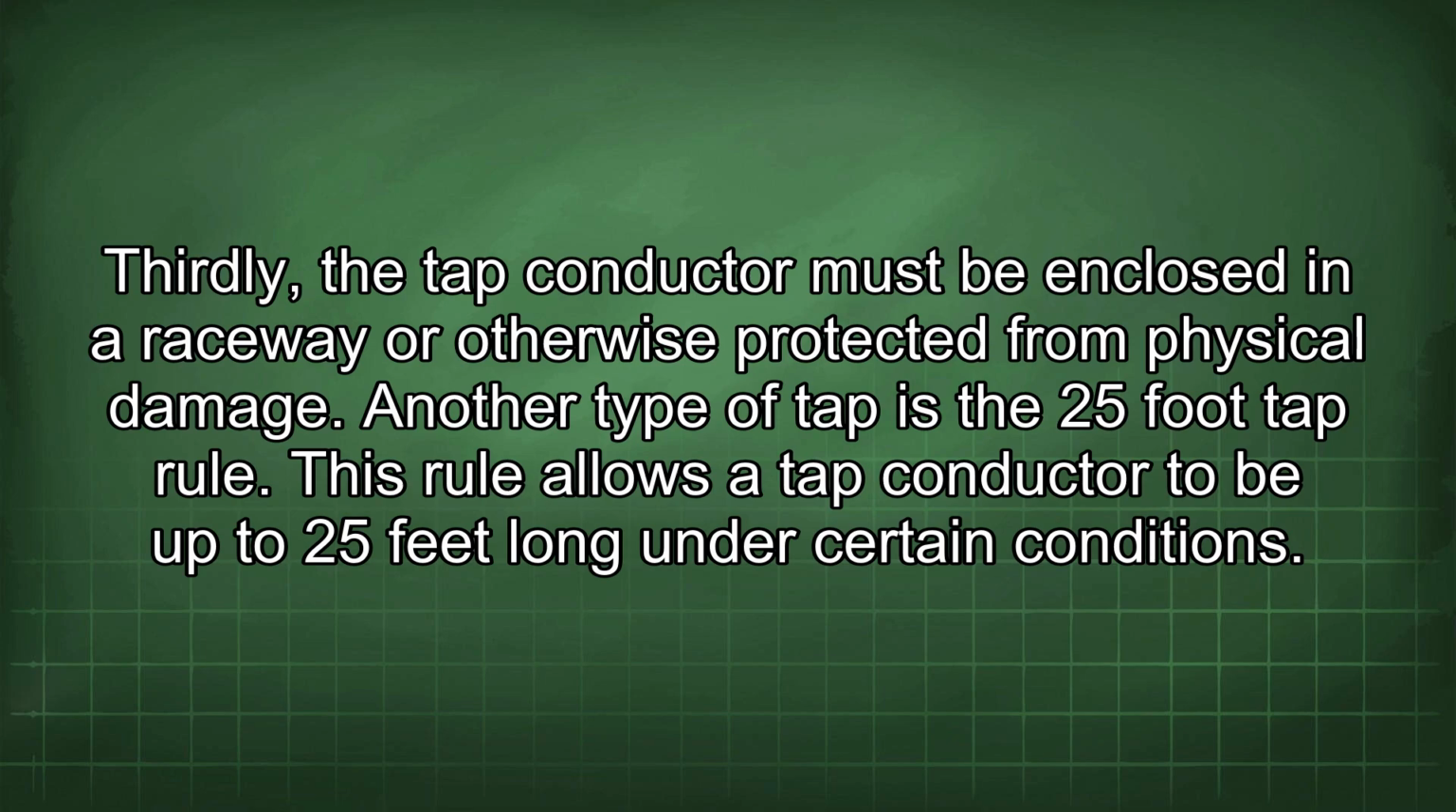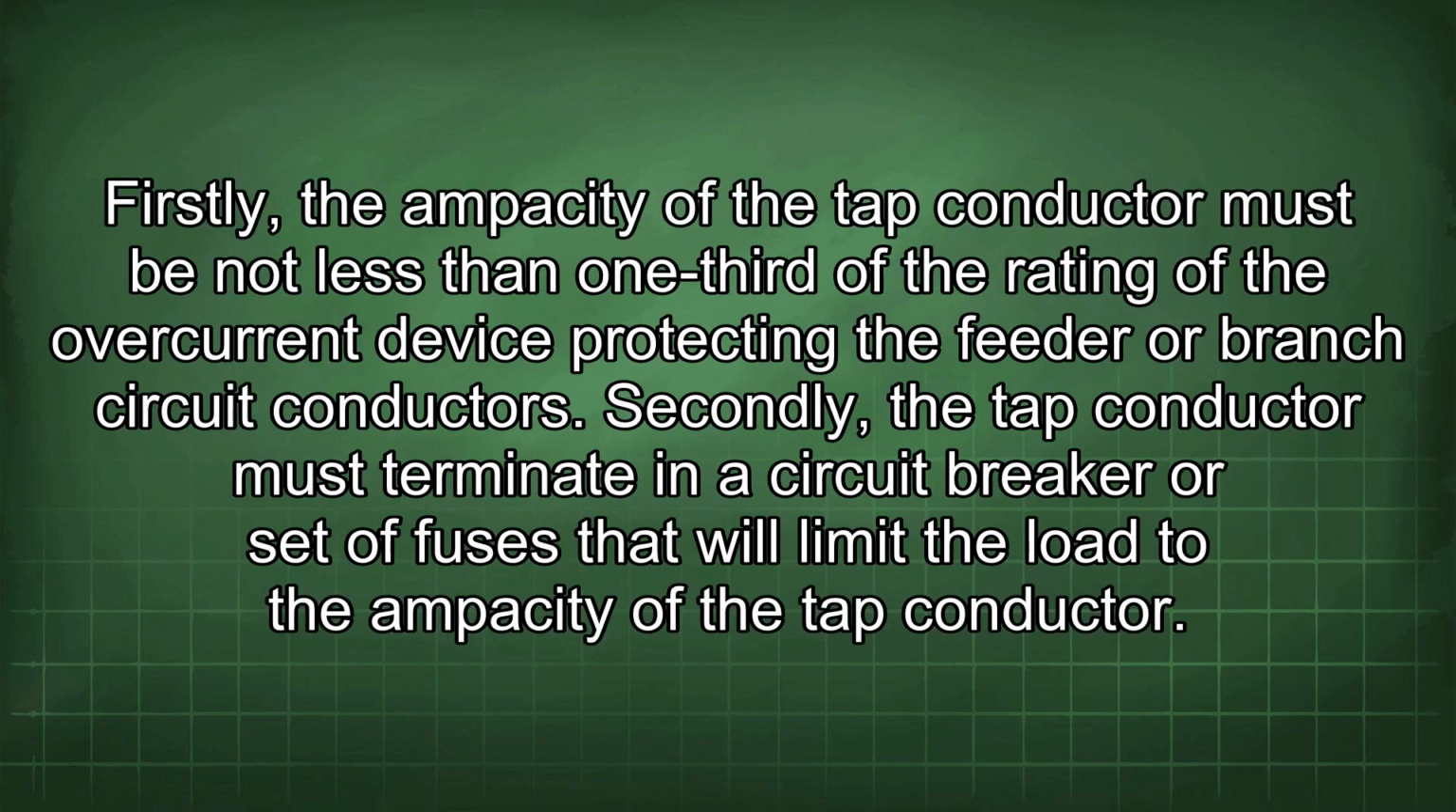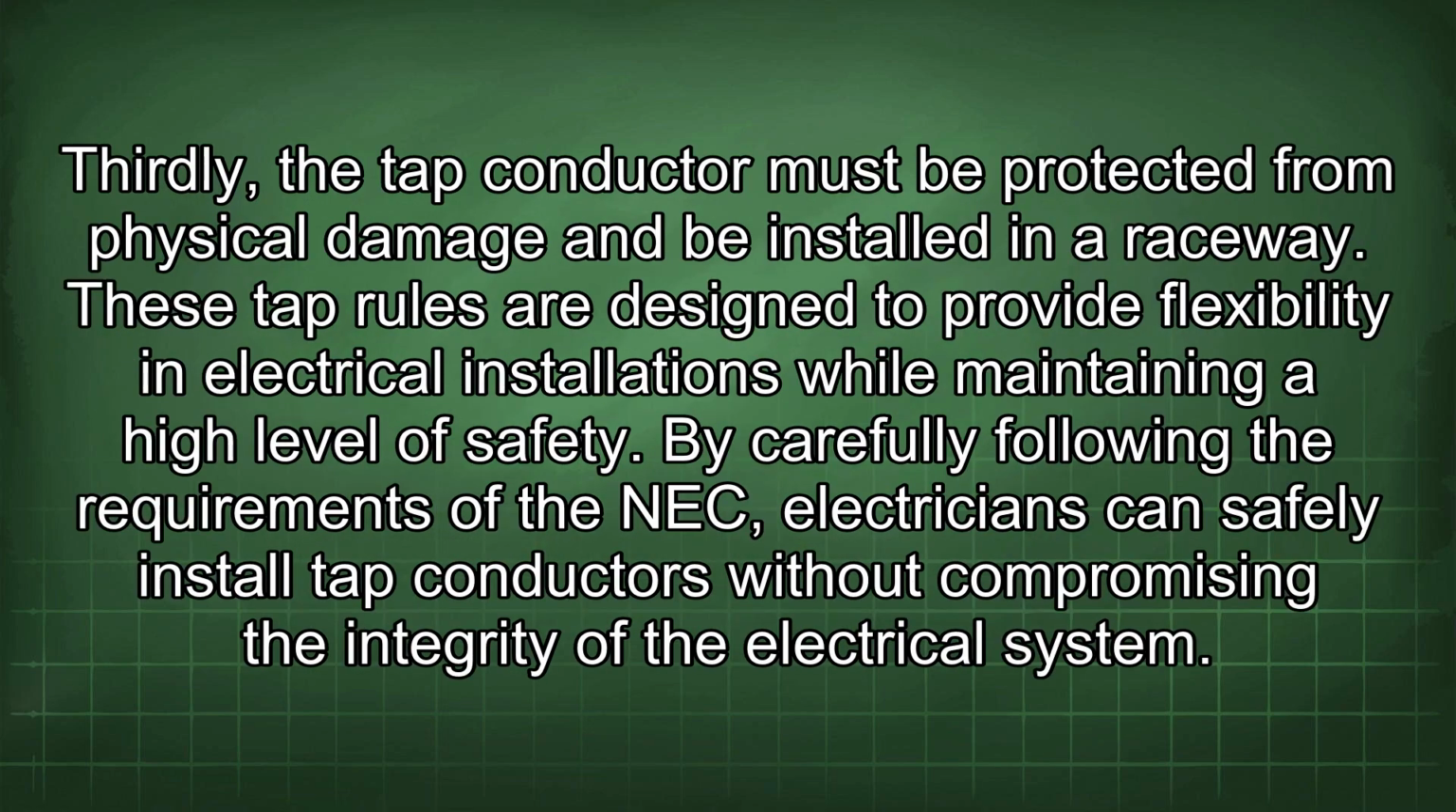Another type of tap is the 25-foot tap rule. This rule allows the tap conductor to be up to 25 feet long under certain conditions. Firstly, the ampacity of the tap conductor must be not less than 1/3 of the rating of the overcurrent device protecting the feeder or branch circuit conductors. Secondly, the tap conductor must terminate in a circuit breaker or set of fuses that will limit the load to the ampacity of the tap conductor. Thirdly, the tap conductor must be protected from physical damage and be installed in a raceway.